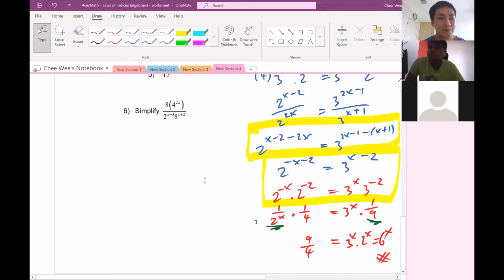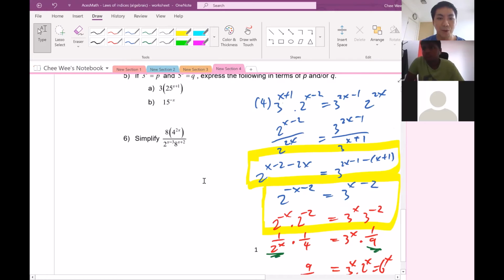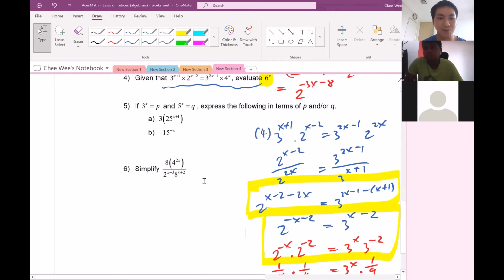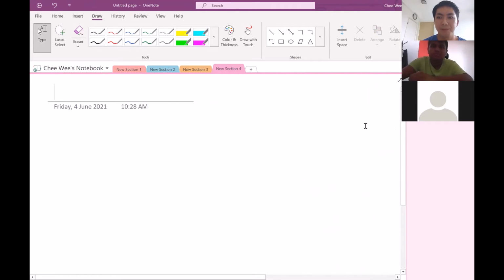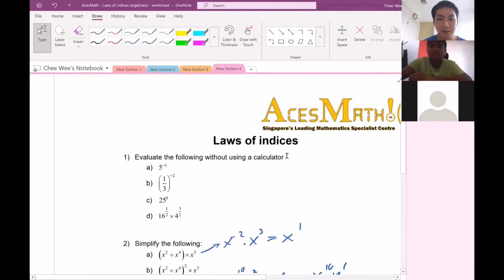So Natalie and Pavan, okay with this? Yes. Natalie, just to check, you are in Sec 3, right? Yes. Okay, so we will try the last 2 questions for this together also. So Pavan, you will try 5A. Okay.